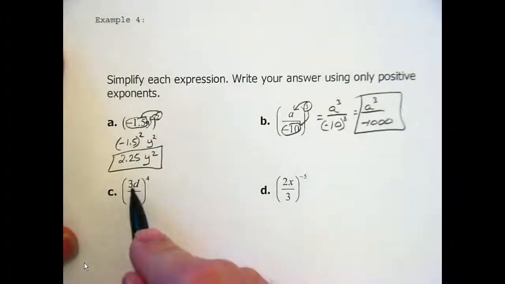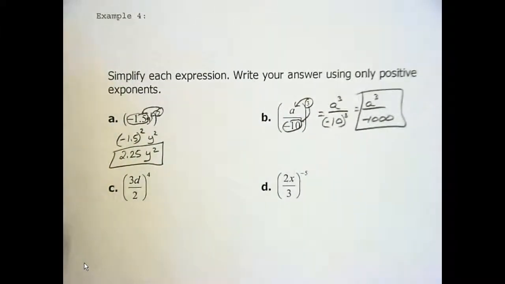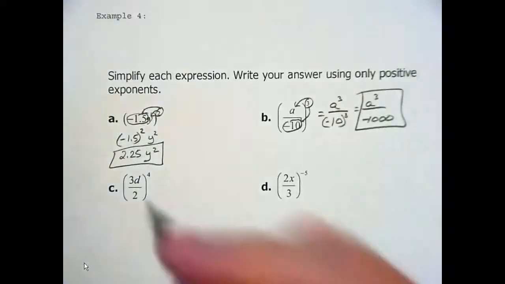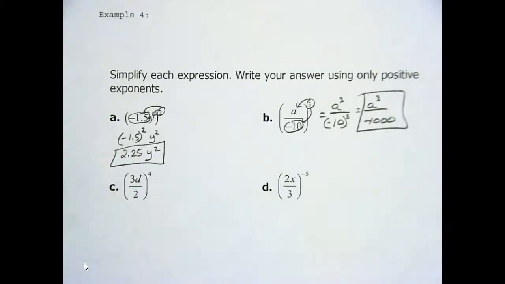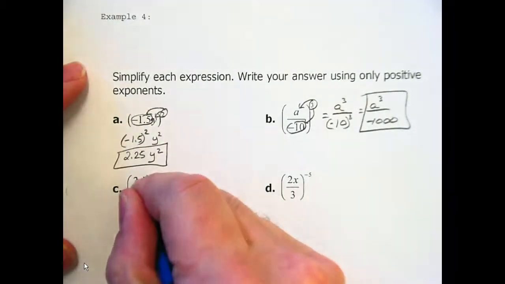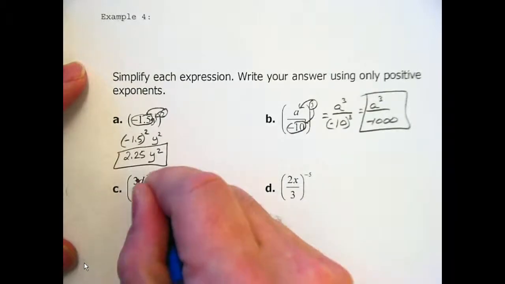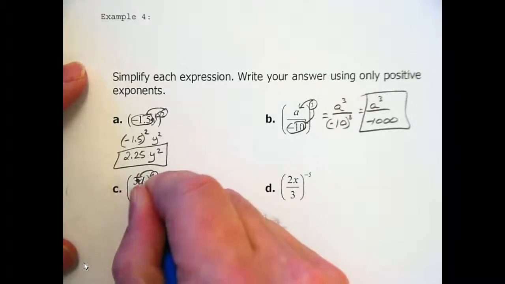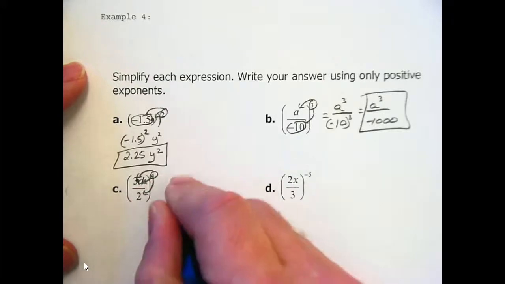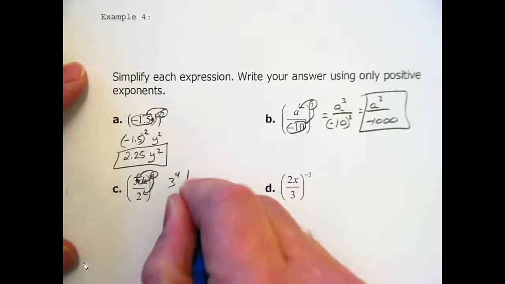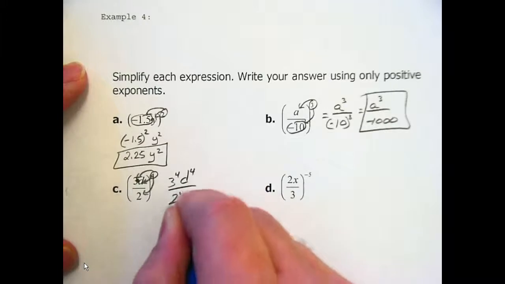So how many different pieces are on the inside of the parentheses here? Tell your neighbor. 3. Okay, everyone on your fingers. 1, 2, or 3. There are a total of 3. There's a 3, there's a D, and there's a 2. 4 goes to the 3, goes to the D, goes to the 2. So that's 3 to the 4th, D to the 4th, and 2 to the 4th.